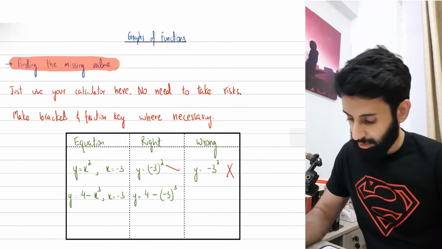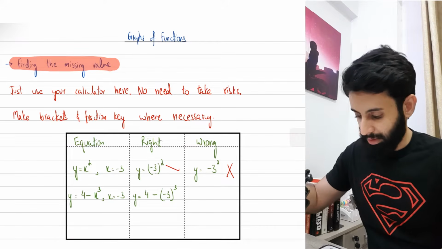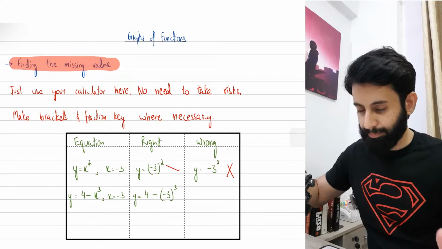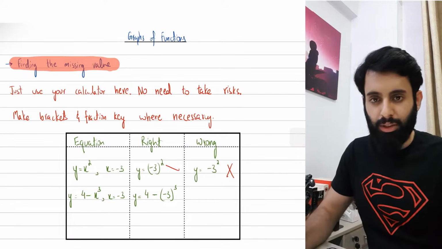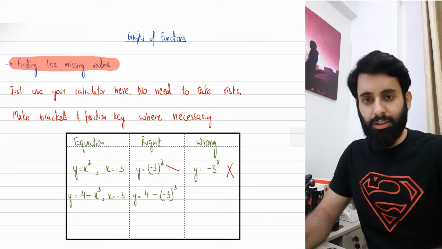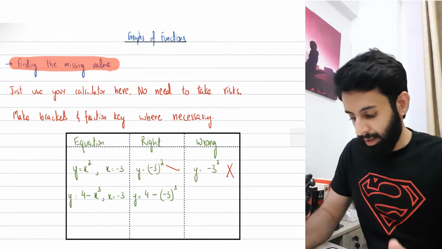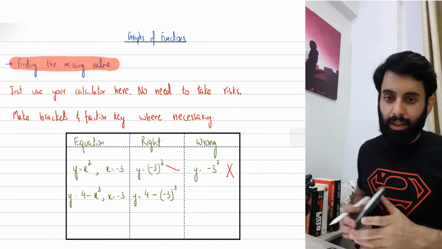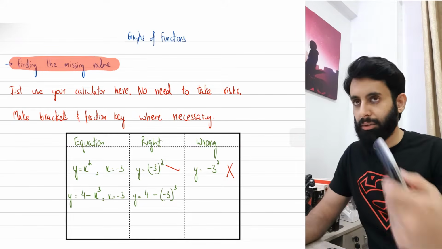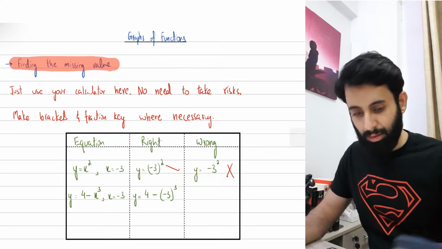So a couple of things to keep an eye on when solving questions like these is that at this point it's always best to use your calculator. Okay, there's no need to take unnecessary risk. Even if it's a very simple value, best that you use your calculator and then work it out, and make use of the bracket and fraction key where necessary. So if it's a function where you have to divide something, then make sure that you use the fraction key and use the brackets right.